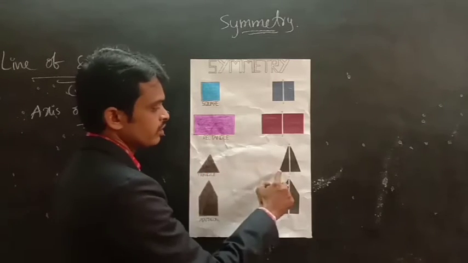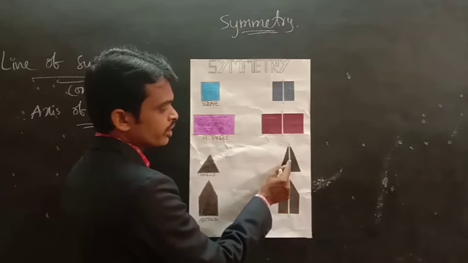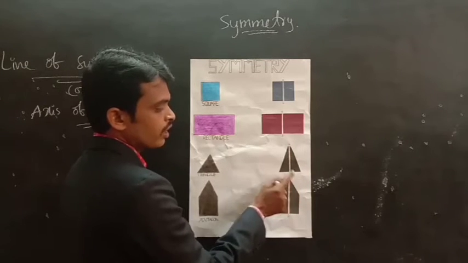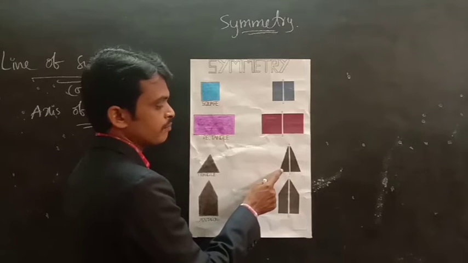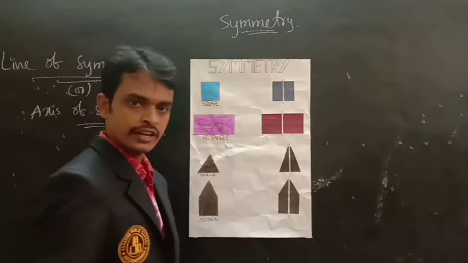Triangle. See, the triangle is also divided into two parts along the dotted line. Then one part is exactly matched with the other part. Then the triangle has a line of symmetry.